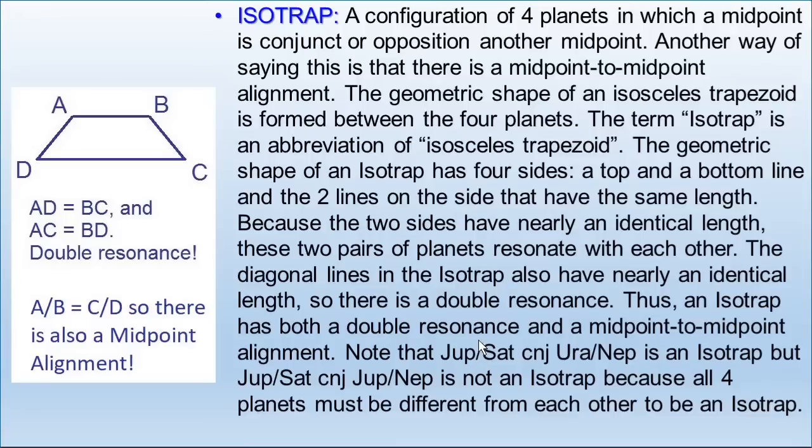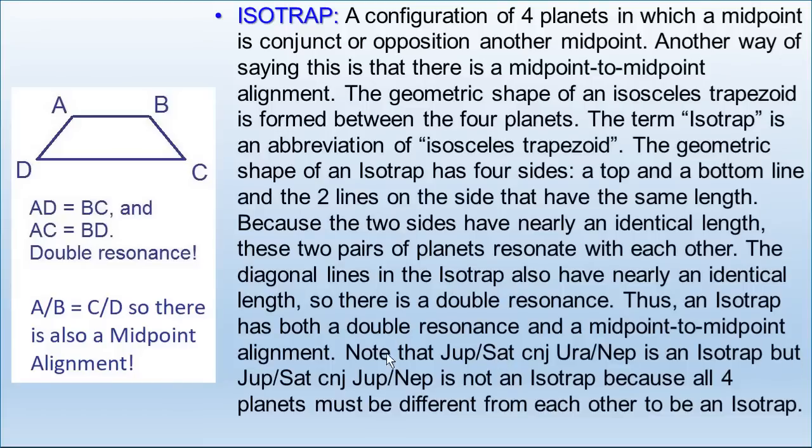So Jupiter, Saturn midpoint conjunct Uranus, Neptune midpoint: is that an isotrap? Question. Yes or no? Answer, yes. It's a midpoint to midpoint alignment. It doesn't matter whether it's a conjunction or opposition. It doesn't matter what the 4 planets are, as long as they are different planets.